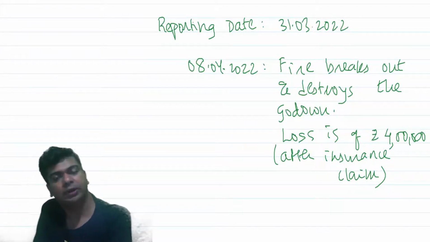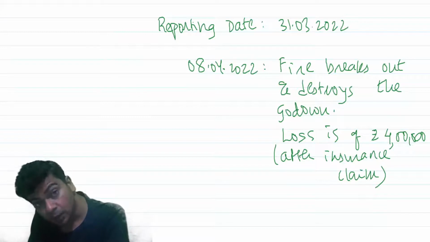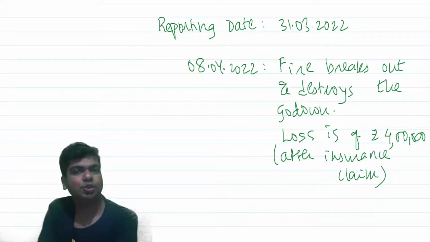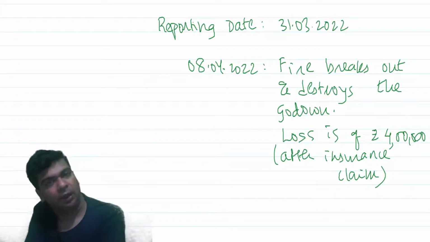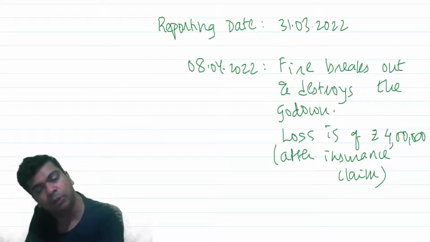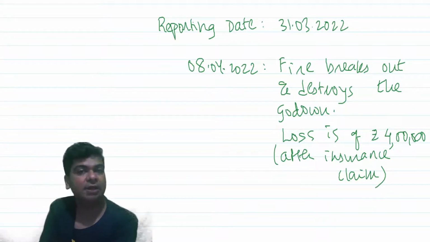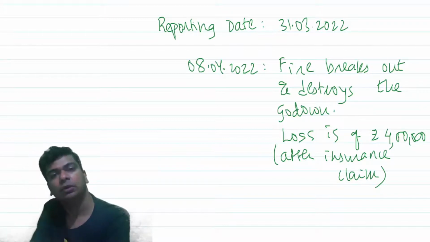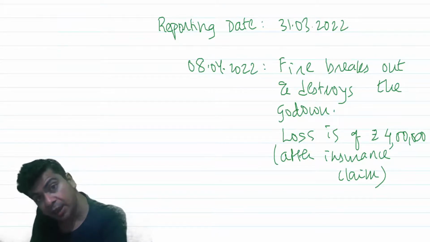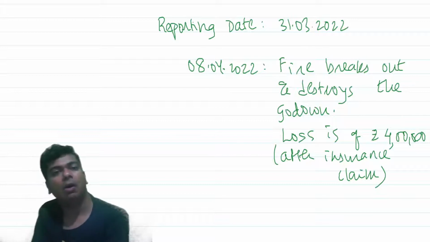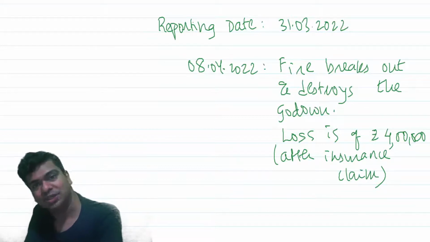It's very natural. You are not going to get the full claim, right? Most of the times we don't get the full claim. And that's the reason I will suffer a loss of 4 lakhs of rupees. Should I consider this as adjusting event? Should I consider this as non-adjusting event? What do you say? Adjusting? If you say adjusting, then I will have to make necessary provisions in my financial statements. If you say it is non-adjusting, a fire breaking out is definitely a material event. I need to provide a disclosure for the same. Fire has destroyed your entire godown. Should I treat it as an adjusting event or simply a disclosure will be sufficient? What do you say?